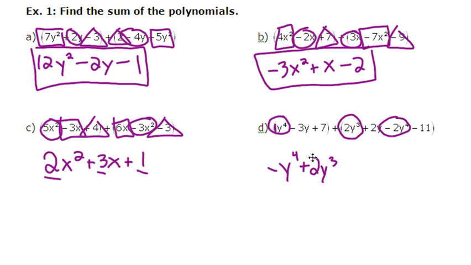Now there's no y squared, so I'm going to skip that and go to just the regular y's. So I have a negative 3y and a positive 2y. So negative 3 plus 2 is negative 1y. And then I go to the regular numbers. So I have 7 and negative 11. So that makes negative 4. Again, none of these can be combined because they all have different exponents, so they're not like terms. So that was adding polynomials.